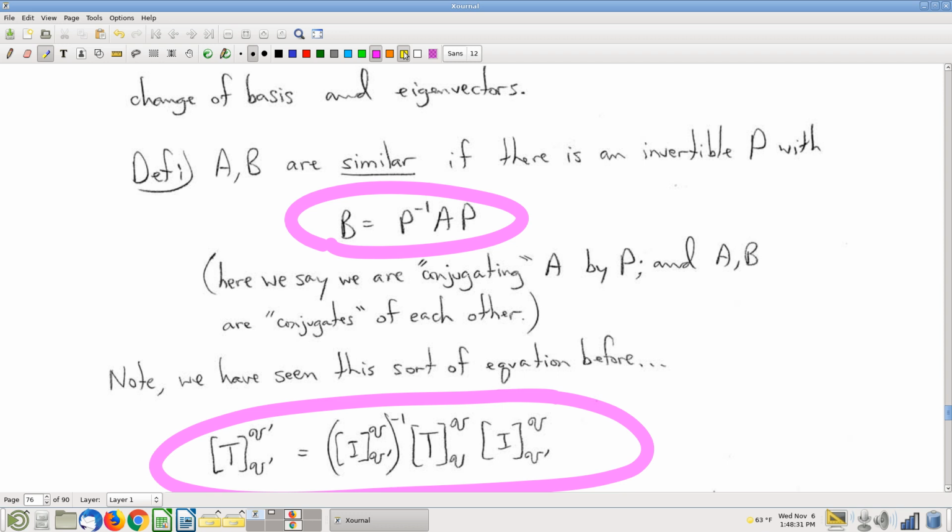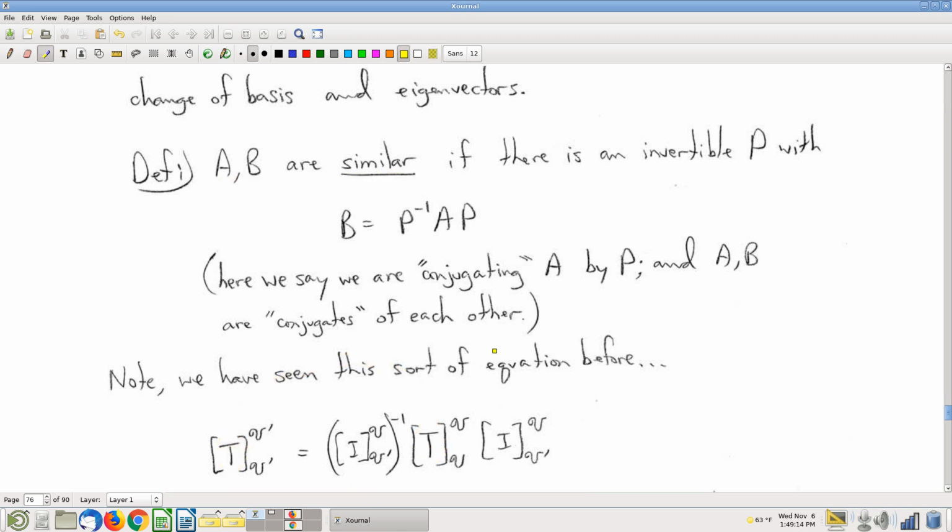This tells us what it is that A and B have in common. Again, the term similarity suggests that there's a shared feature. That shared feature is whatever the underlying linear transformation is that those matrices represent. So if B and A are similar, if they are conjugates of each other, they represent the same linear transformation. They're just representing that same linear transformation with respect to different bases.